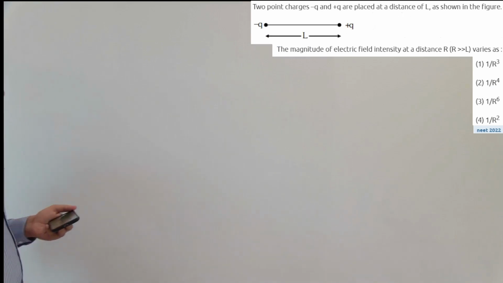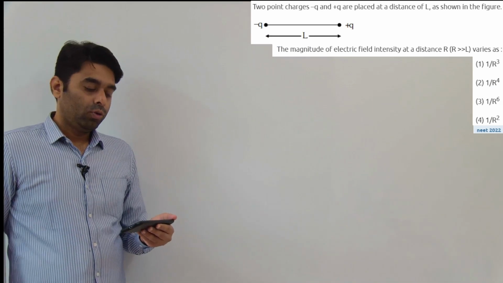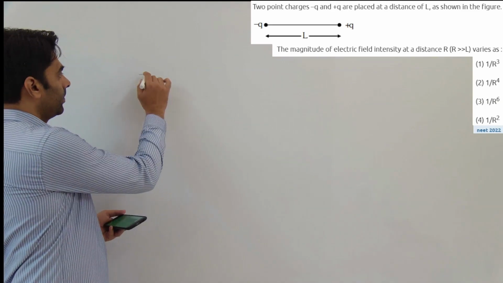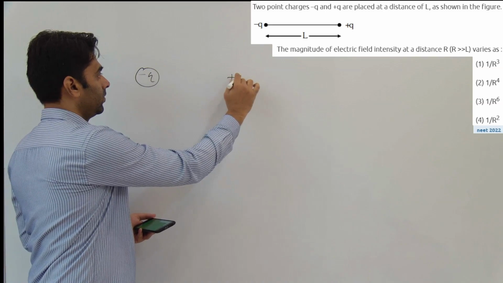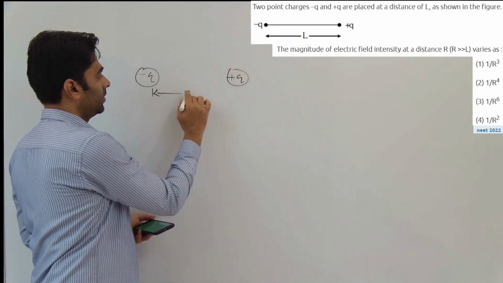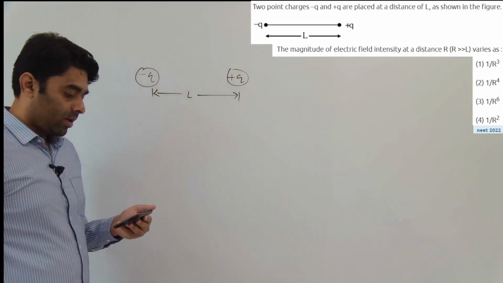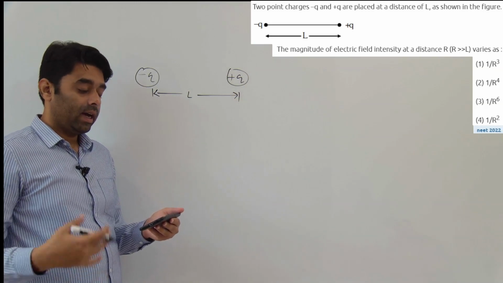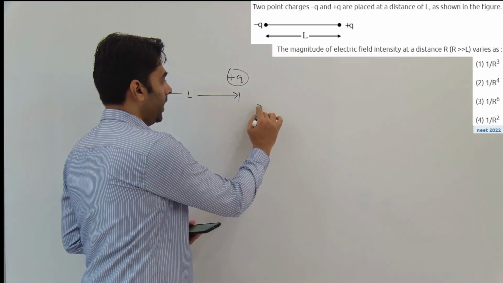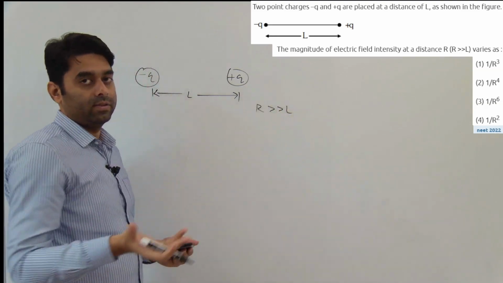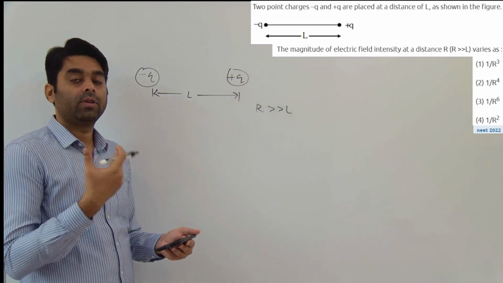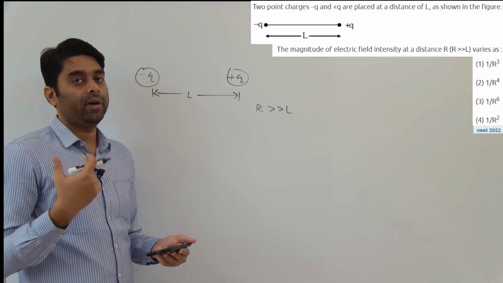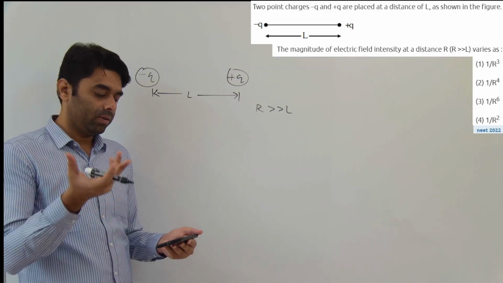Next question: two point charges minus q and plus q are placed at a distance L as shown in the figure. The magnitude of the electric field intensity at a distance r, where r is very very large as compared to L. That means basically this is a dipole. The situation is of a dipole. Now they have not given whether we have to find it at an axial point or an equatorial point, which is not required also.